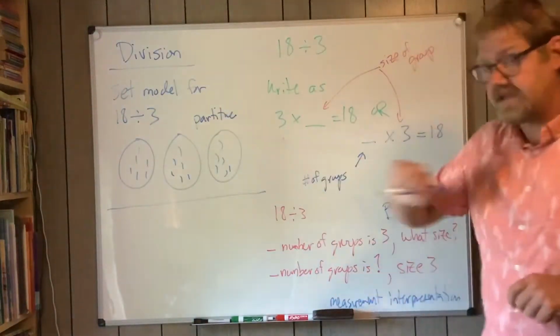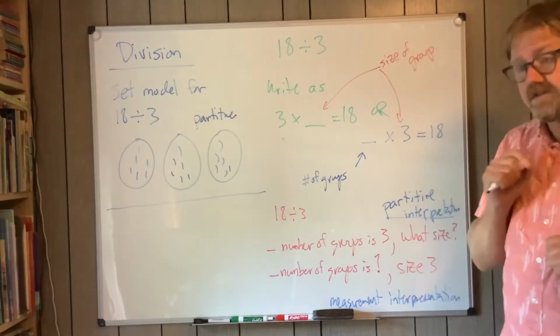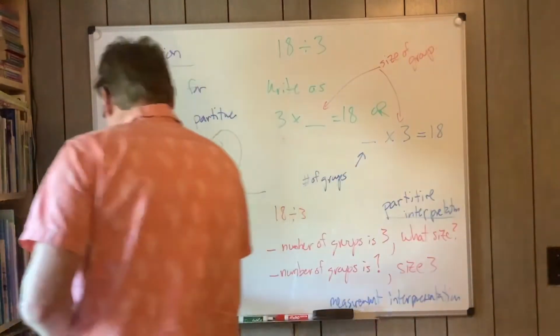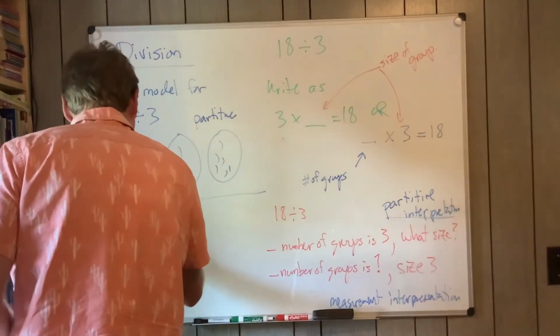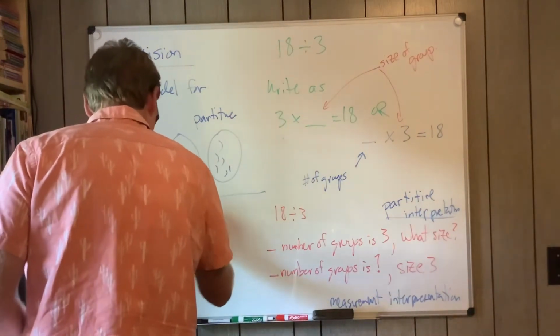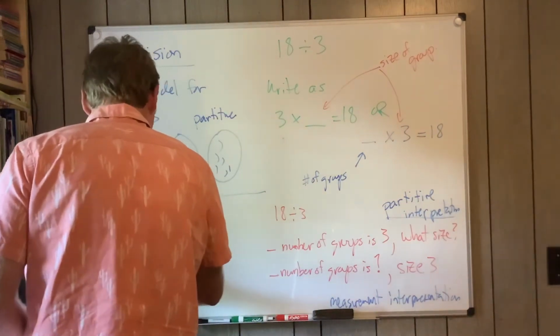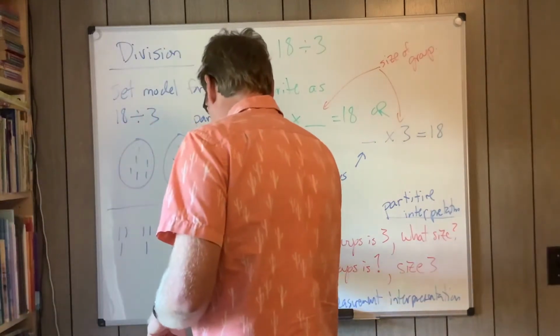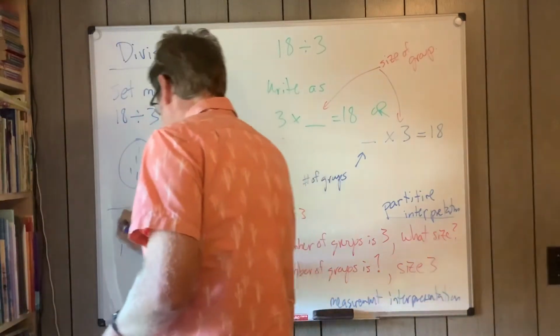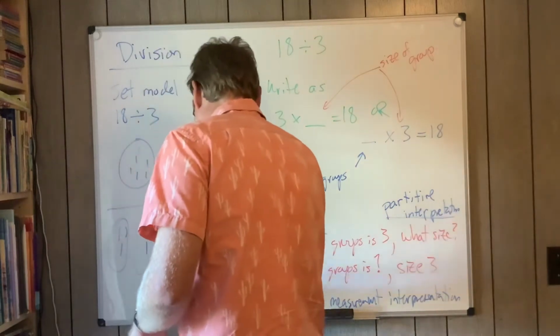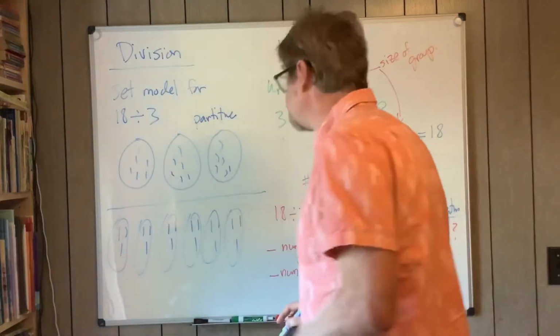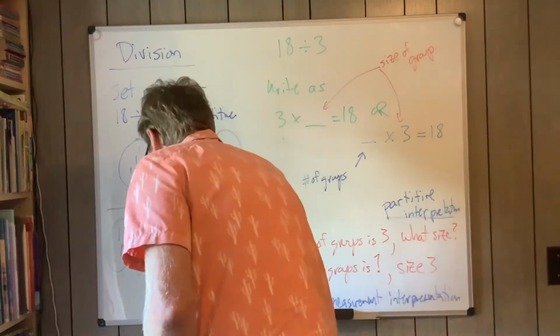If I interpret 18 divided by 3 in the measurement sense, I'm going to go 1, 2, 3, 1, 2, 3, 1, 2, 3, and so on, counting up to 18. This is measurement.